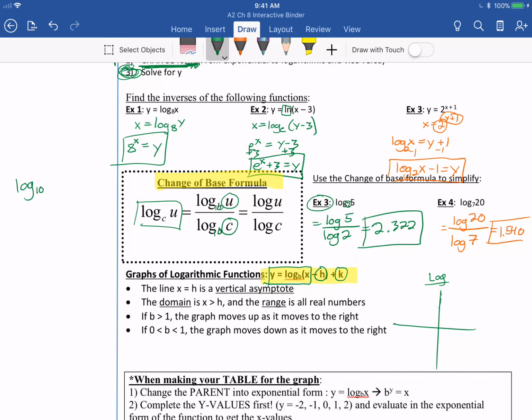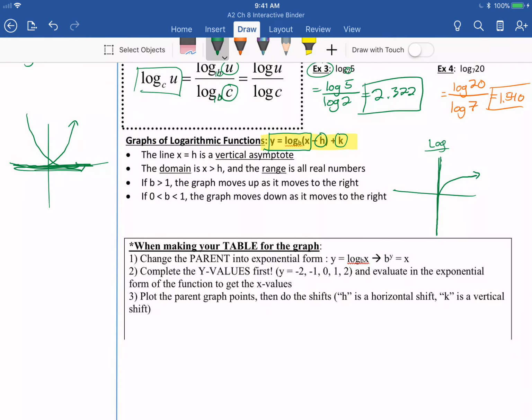Now the log functions get really, really close to my y-axis and go this way. So you should see the difference from my exponential growth and decay: this was growth, this was decay. These guys get really, really close to the x-axis. Now this gets really close to the y-axis.